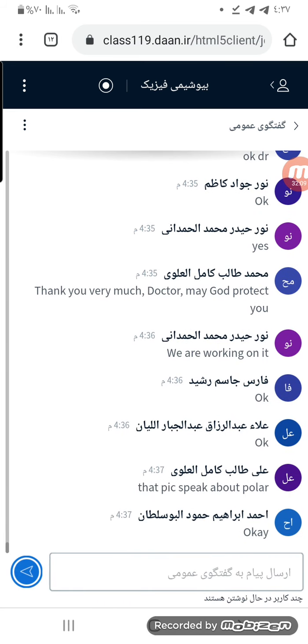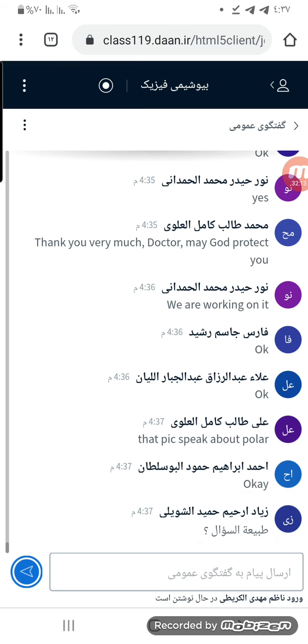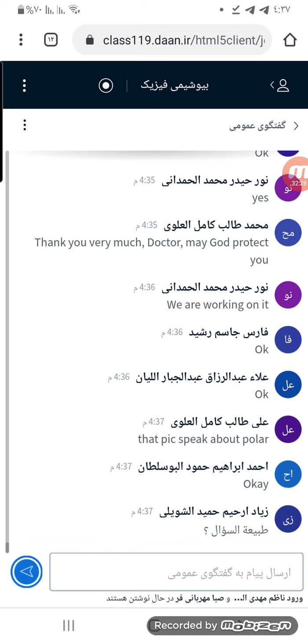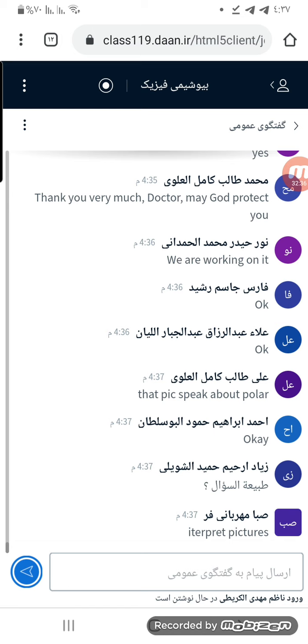The picture speaks about the polar and of course about the delta S. Don't forget delta S, okay? Mr. Ziad, what do you mean? Interpret these two pictures. Interpret means explain.